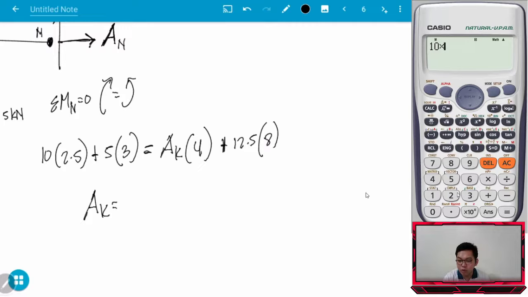Anyway, so, AK, I think we can actually now solve for AK. So, 10 times 2.5. And then plus 5 times 3. Then, that must be equal to 4X, plus 12.5 times 8. Okay, so shift solve natin. So, ano yung AK natin? AK is actually negative 15. Tama ba to? Check na natin, be.